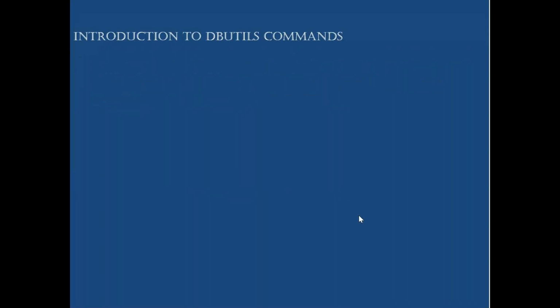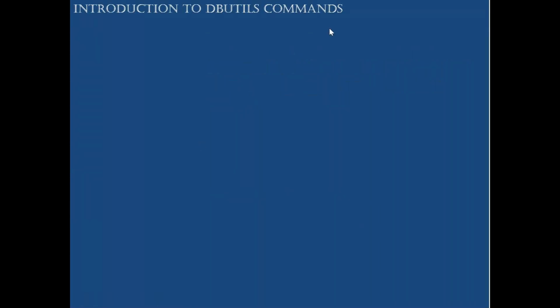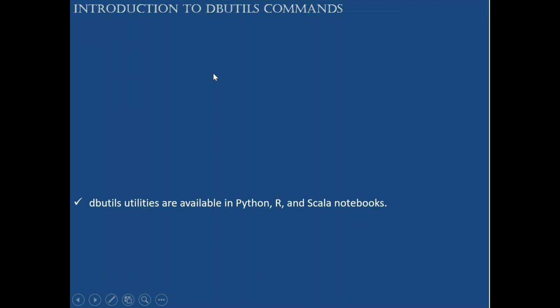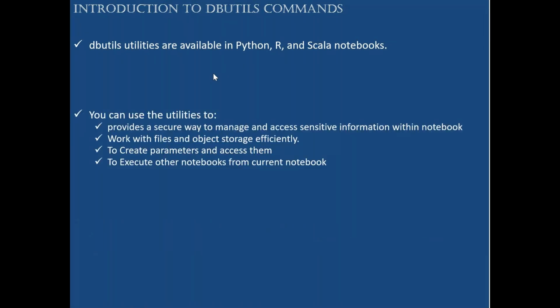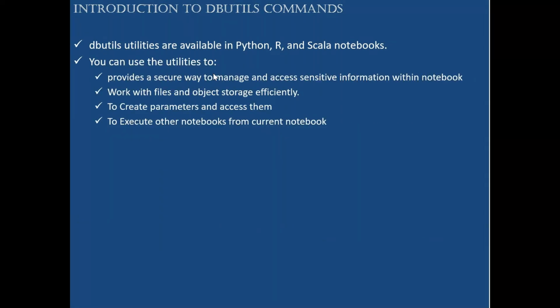Fine. Now let's talk about introduction to dbutils commands. Utilities are available in Python, R, and Scala notebooks as we discussed. You can use the utilities to provide a secure way to manage and access sensitive information within a notebook. You can use utilities to work with the file system commands. Yesterday we have done that. Next session we will talk about parameters, how to call one notebook from another notebook.